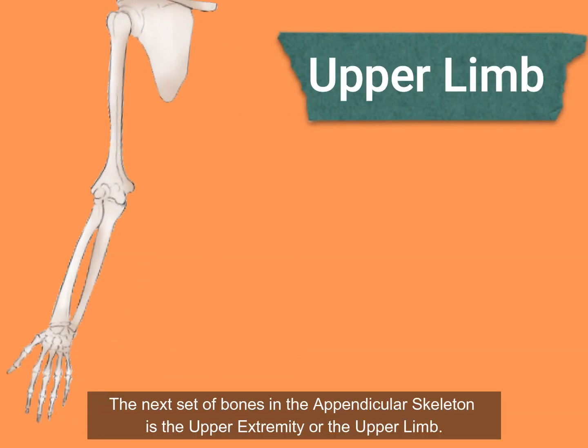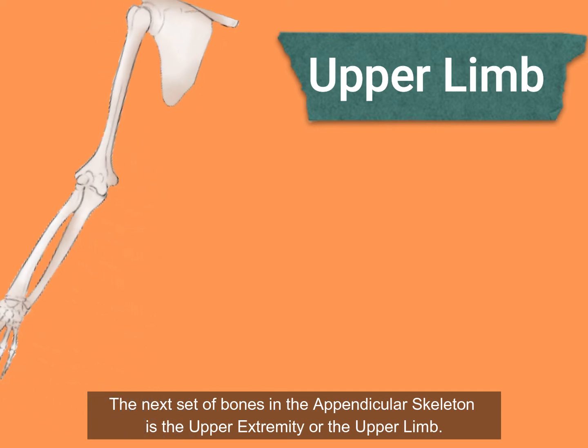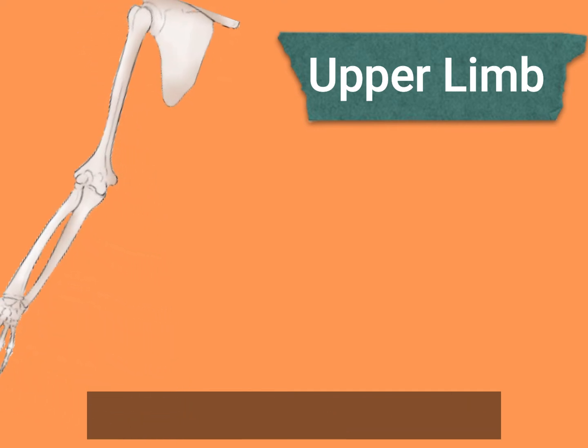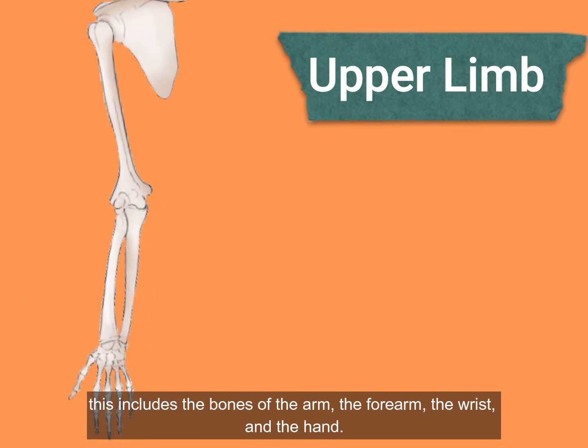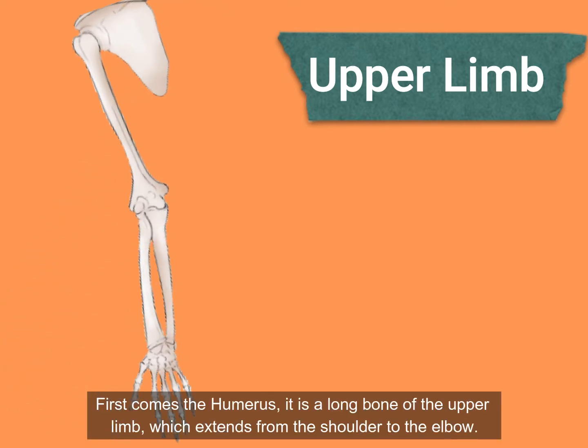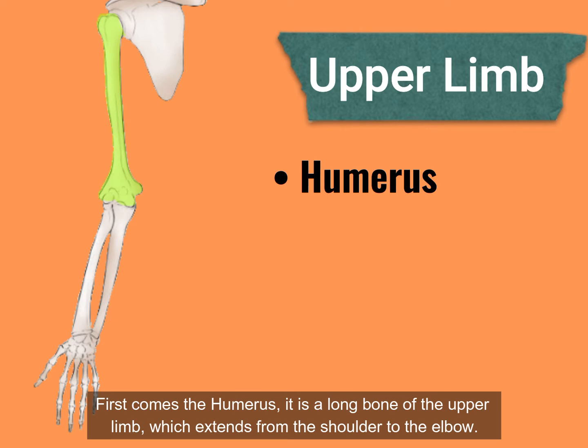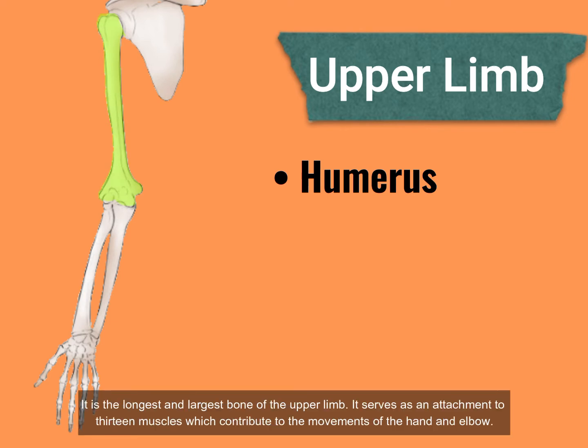The next set of bones in the appendicular skeleton is the upper extremity or the upper limb. This includes the bones of the arm, the forearm, the wrist, and the hand. First comes the humerus. It is a long bone of the upper limb which extends from the shoulder down to the elbow. It is both the longest and the largest bone of the upper limb, which serves as an attachment to 13 muscles that contribute to the movements of the hand and the elbow.